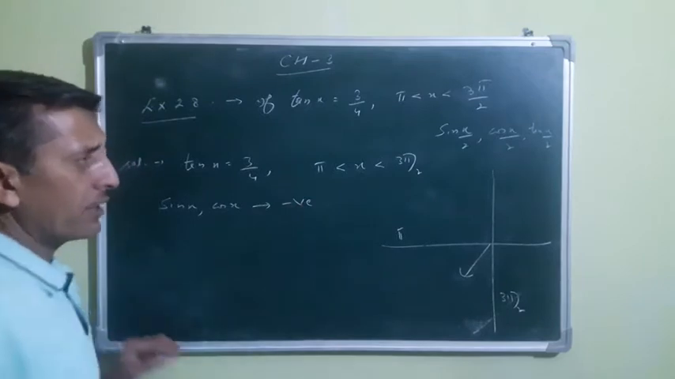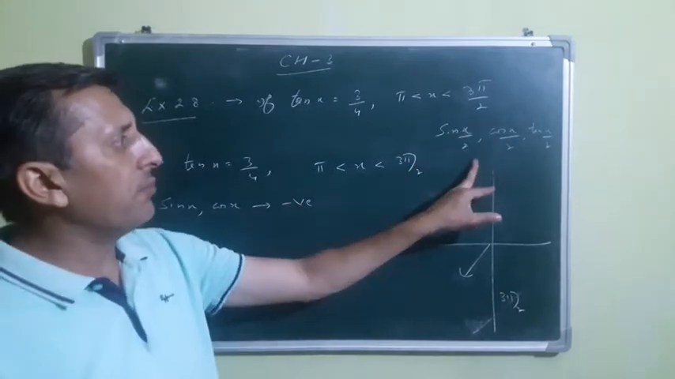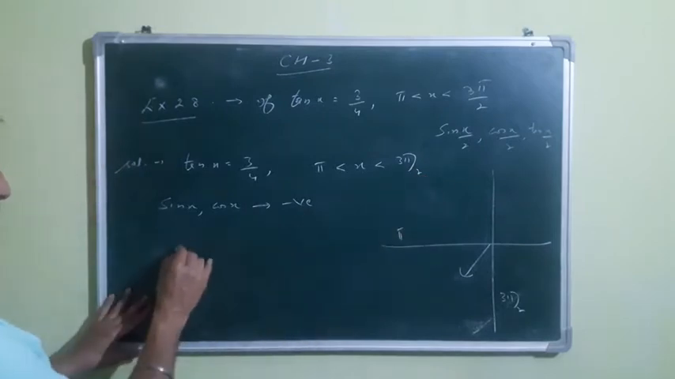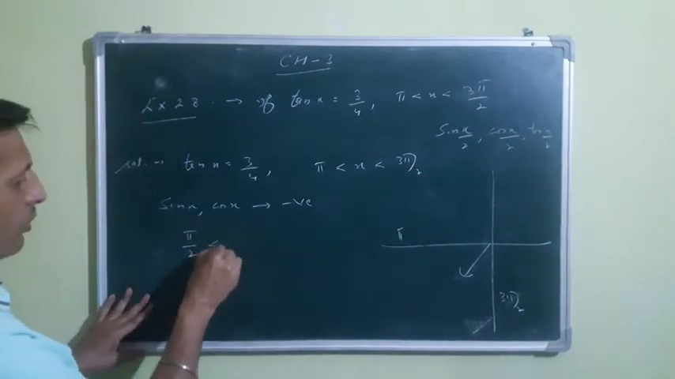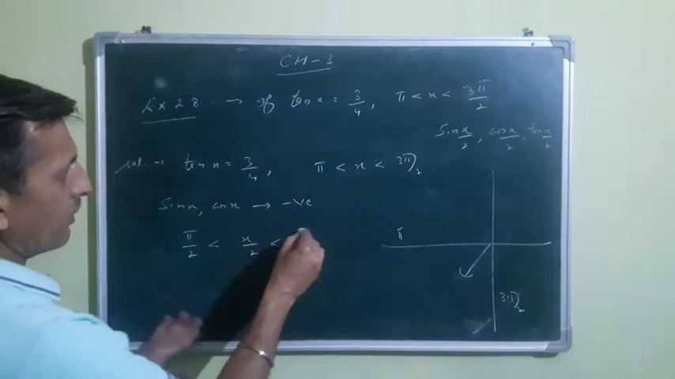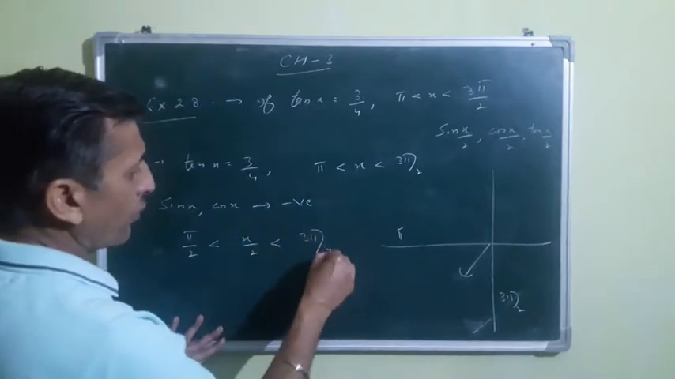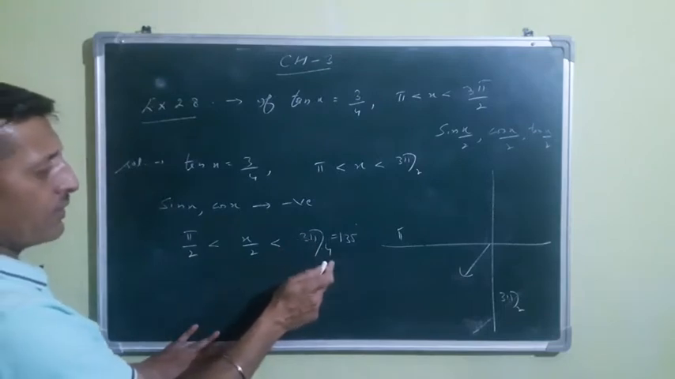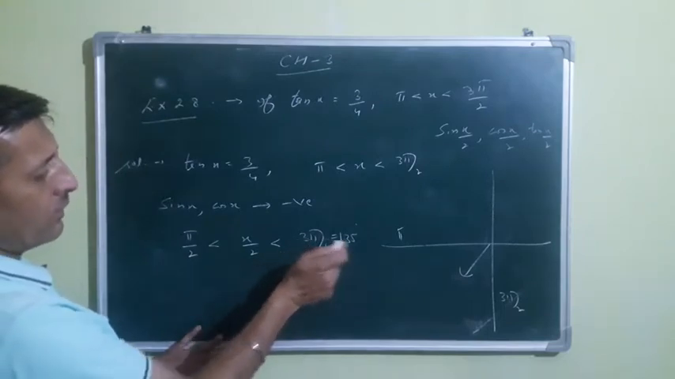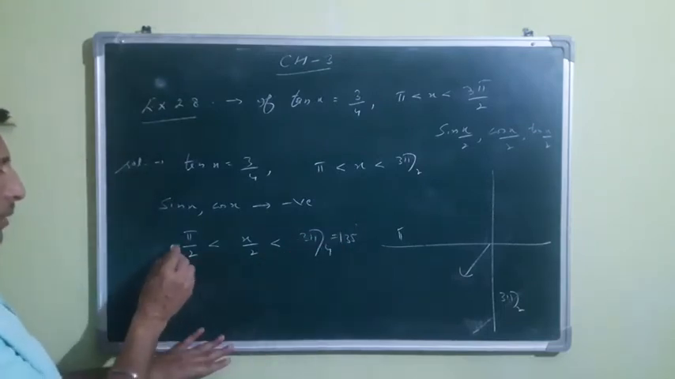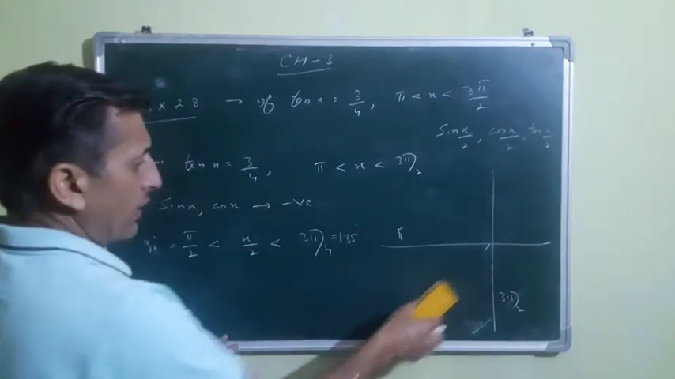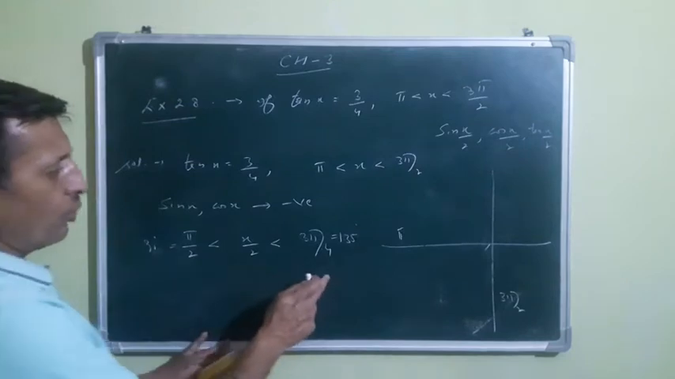But the query is x by 2, that means half of the angle. So we have to divide this one. So in this case it becomes pi by 2 is less than x by 2 is less than 3 pi by 4. 3 pi by 4 means 135 degrees, pi by 4 means 45. 45 into 3 gives 135 degrees, and pi by 2 means 90 degrees. So now this x by 2 lies between 90 and 135 degrees.